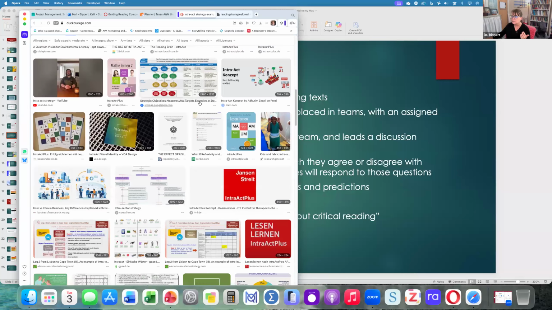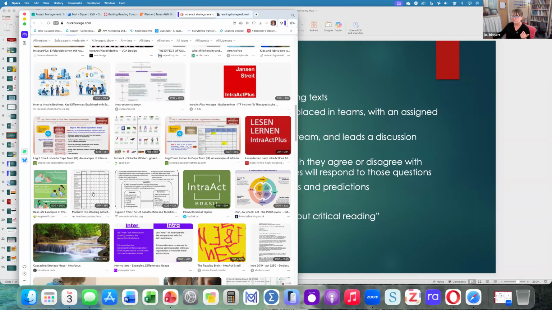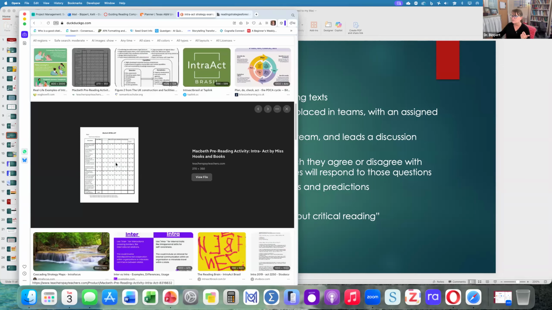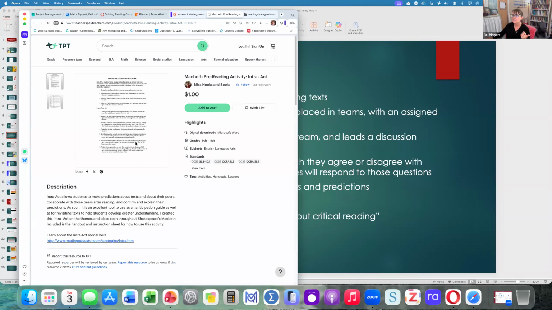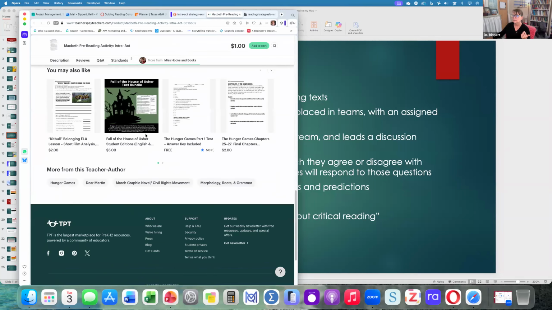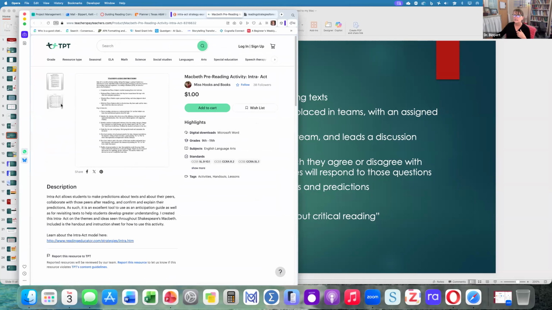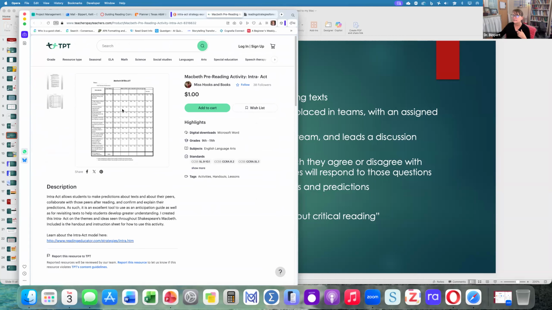I'm trying to see if I've got a completed one here that might be a little more... This one's a little different. This one might actually be... oh, look at that. Right there. You can't see it. Lovely. Because it's Teachers Pay Teachers and they're not going to let me see it unless I'm paying them money, and I'm not paying them any money.